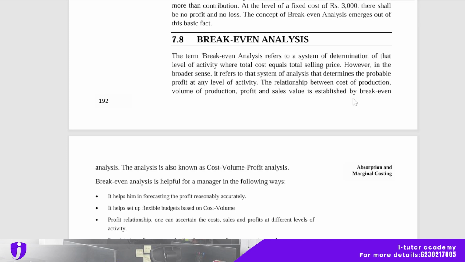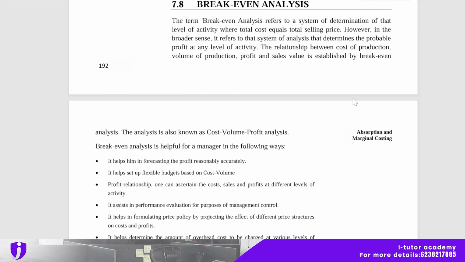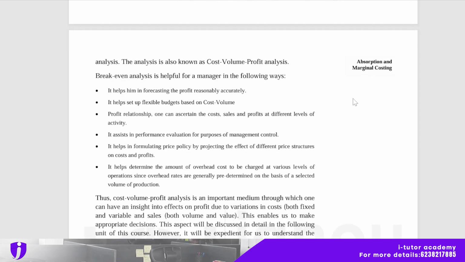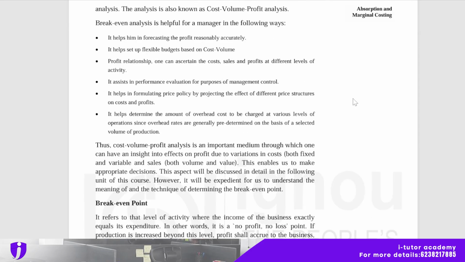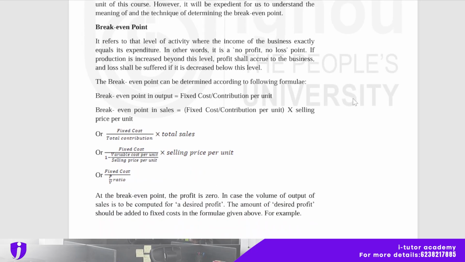The relationship between cost of production, volume of production, profit and sale value is established by break-even analysis. The analysis is also known as cost volume profit analysis. Okay, and how it will be helpful, the points are there one by one, you just go through them. And the break-even point refers to the level of activity where the income of the business is exactly equal to the expenditure. So there is no profit, no loss, income is equal to expenditure.